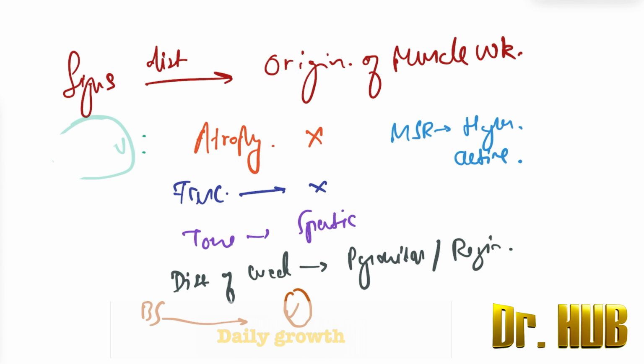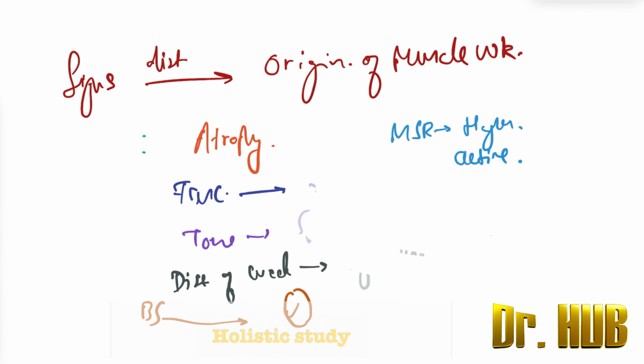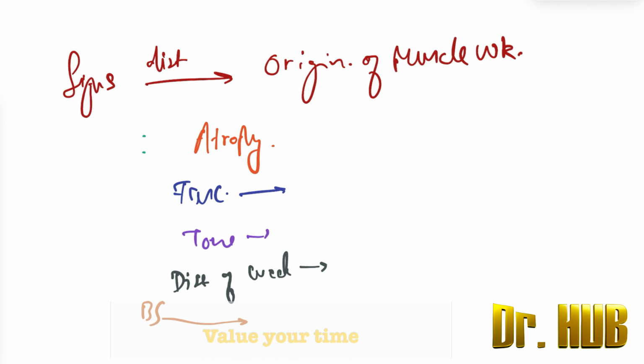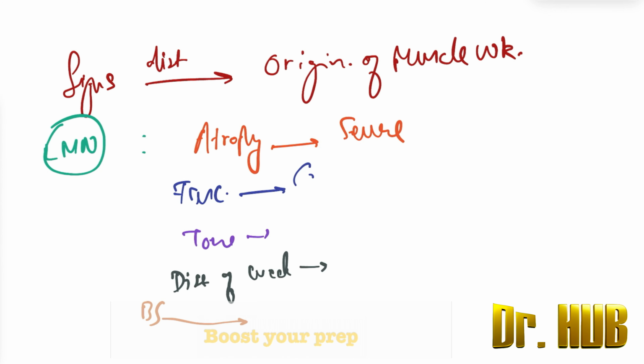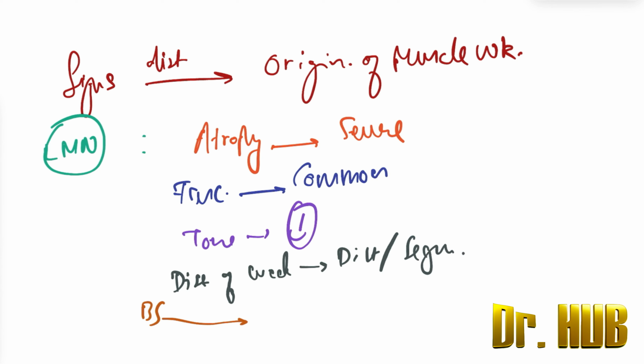Next, we are going to look at the lower motor neuron, in short known as the LMN. Under LMN, the atrophy is severe. What about the fasciculations? Fasciculation is common. Then the tone is decreased. What about the distribution of weakness? Distribution of weakness is distal or segmental.